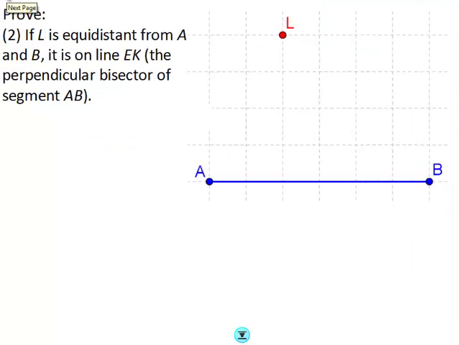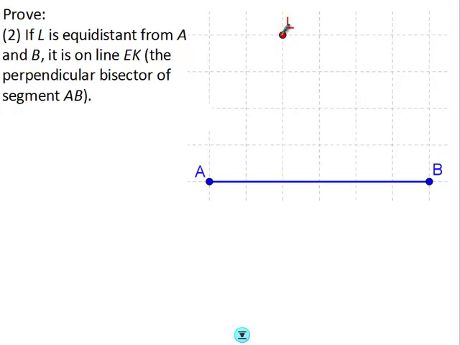Now we have to prove the converse. We have to prove that if point L is the same distance from A that it is from B, then it has to be on the perpendicular bisector. Now I intentionally pushed it off to the side because I didn't want to feel like I'm stacking the deck. Okay. So L is the same distance from those two.